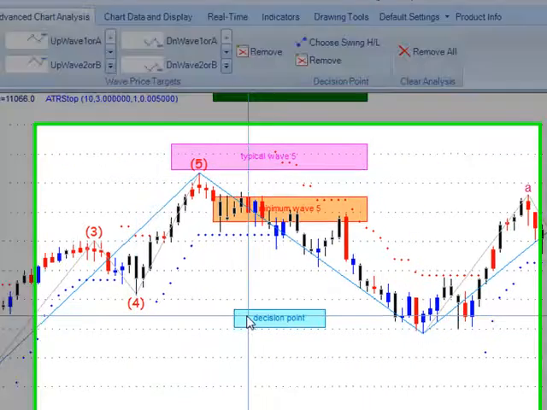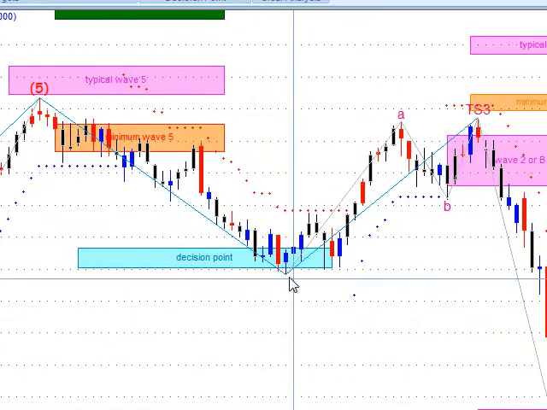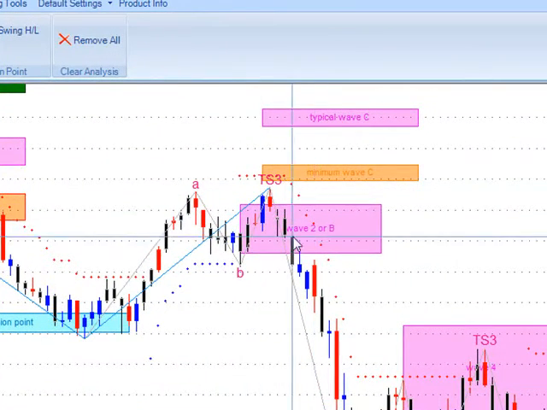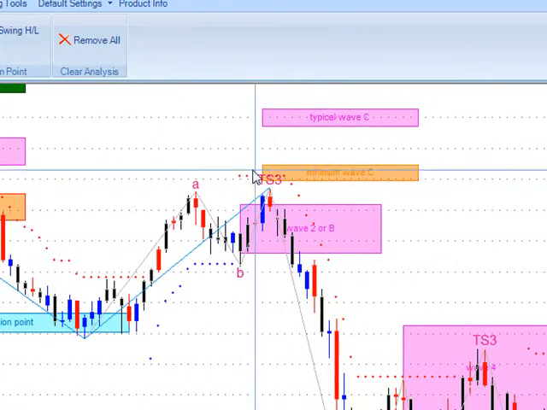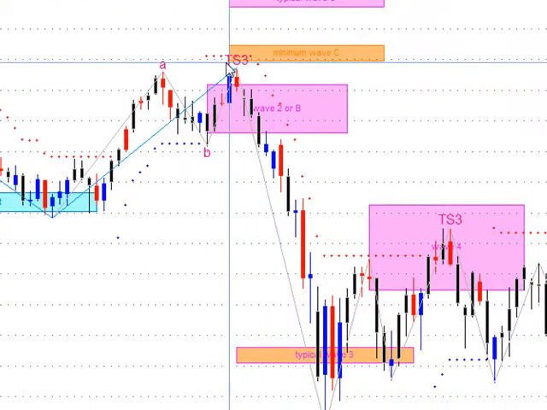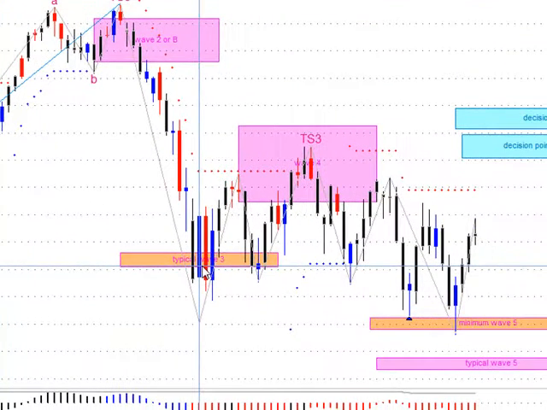You get a correction back to the wave 4 decision point or DP support. It hit that. We unfolded as an ABC pattern into wave 2, you see here. We did get a TS3 sell signal, which we call our Holy Grail trade setup, down to wave 3. You can see the typical wave 3 target here.